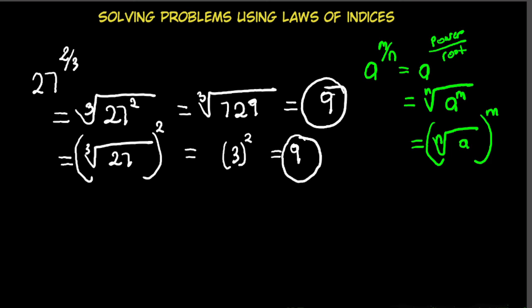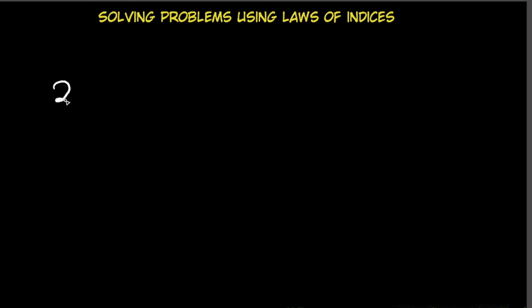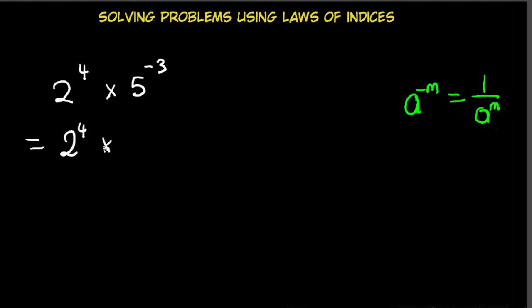We just have a couple more left, so don't go anywhere. If we had 2 raised to the 4th power multiplied by 5 raised to the -3rd power, what would we do? From the laws of indices, a raised to the negative power is equal to 1 over a raised to the positive of that power. So let's rewrite 5 raised to the -3rd power in this form. So we are left with 2 to the 4th times 1 over 5 raised to the third power. Our answer should be left in index form, so let's work to get our answer.